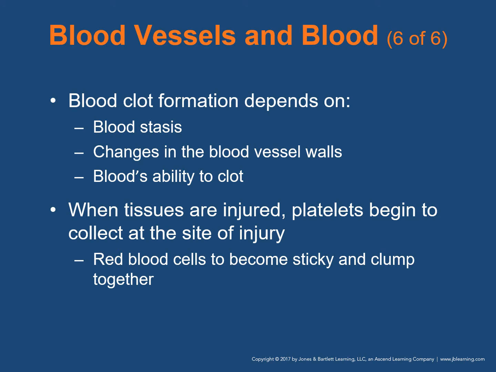Because what happens is, as soon as a tissue is injured, the body is going to send platelets to that injury site. And the platelets' goal, again, is to become sticky so that the red blood cells then stick together. So the platelets cause the red blood cells to become sticky so that they begin to clump and form a tight, basically a tight weave, so that bleeding will slow and eventually stop.